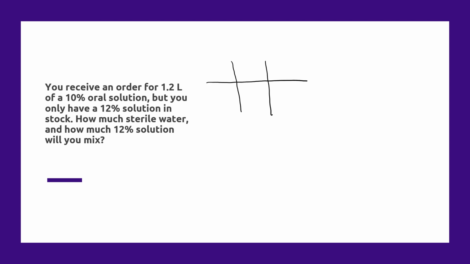just like this. And in the upper left, you're going to put the higher strength of solution that you have on hand. And in this case, it's 12%. And the bottom left, you're going to put the lower percent concentration you have on hand. In this case, sterile water is actually going to be 0% of whatever drug this question is inferring. And you're going to put your target solution in the middle box. And we're trying to make a 10% oral solution here.